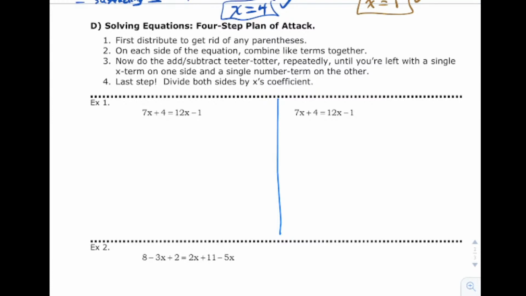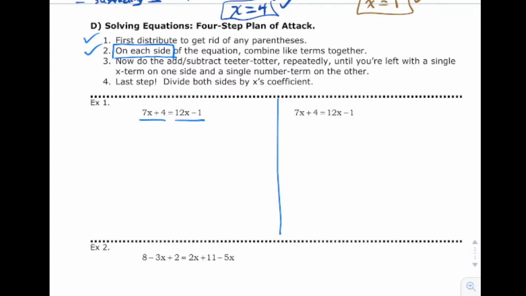Okay, do we need to get rid of any parentheses? No, there's no parentheses. Do we need to combine like terms? Now, it's saying on each side. When you combine like terms, you have to stay on your side, right? So I'm looking at this side, and I'm saying not like terms. Then I look at this side, and I say not like terms, which means I do not have to combine any like terms. Okay, this is very important. Stay on your side when you're combining like terms, okay?